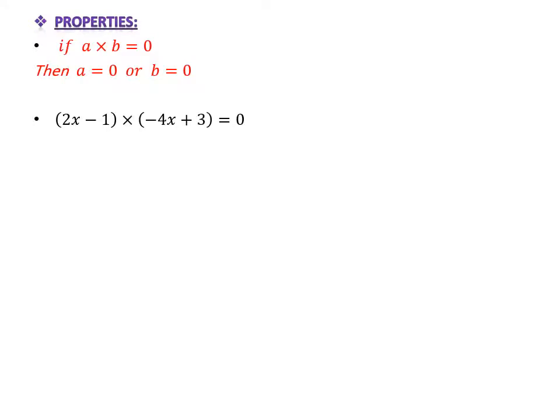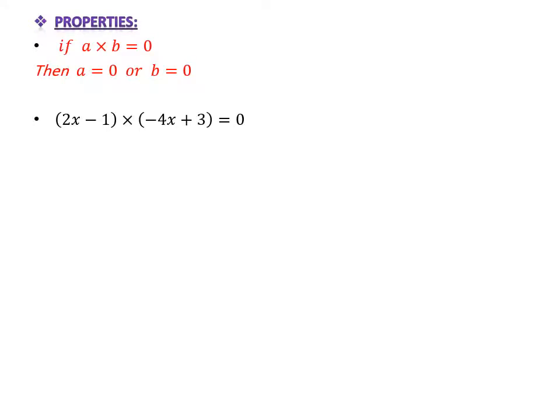An important property also is the zero property, where if a times b equals 0, then a equals 0 or b equals 0. Always when we multiply a times b and it equals 0, then one of them is equal to 0. This is the solution. Let's take an example.